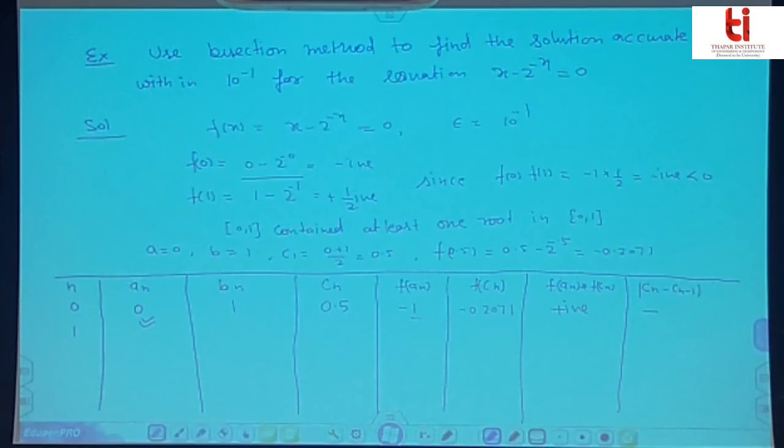If we see graphically, suppose the function is something like this: a is 0, the function value at 0 is negative, and at 1 it is positive. So the function is something like that. This is your a, this is your b equal to 1, and the root of the function is somewhere here. f of 0 is negative, and f of 1 is 1 by 2. Okay, so we get the midpoint, somewhere here, suppose 0.5, because the function value at 0.5 is coming out to be negative, 0.2071, a negative value.